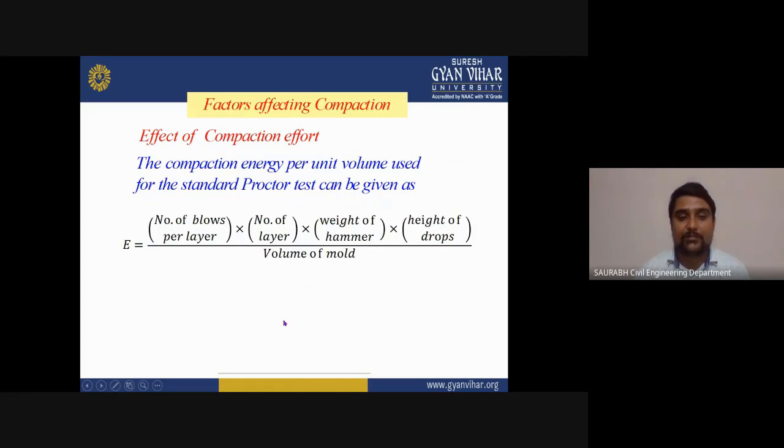Now, the effect of compaction efforts. What kind of efforts do you have to use for proper compaction? As you can see, the compaction energy per unit volume used for the standard Proctor test can be given as E equals number of blows per layer times number of layers times weight of the hammer times height of drop, upon volume of the mold.